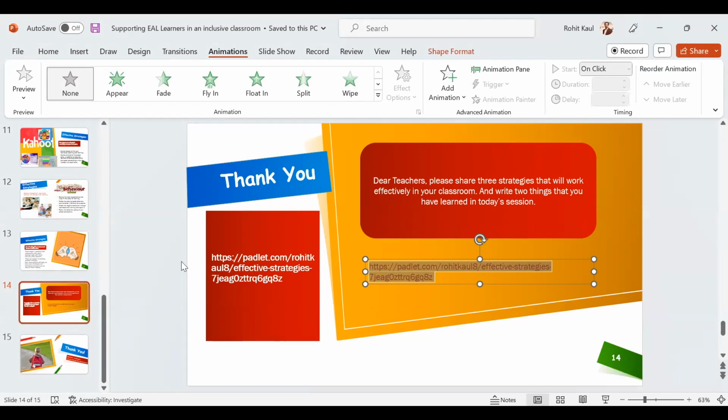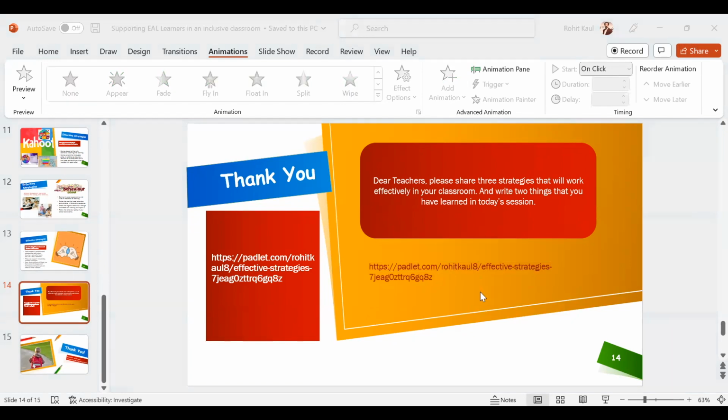Just a quick explanation, Rohit, on how they can get into Padlet. I don't know if everybody is familiar with Padlet, but maybe you can just explain to them how they can do that.